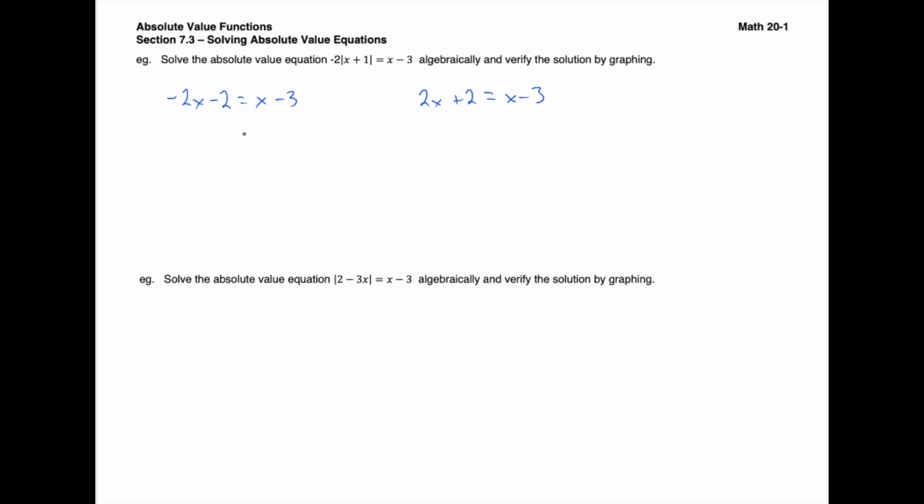So if I move this 2x over here, that'll give me x plus 2x, so that'll give me 3x. And when I move the 1 over here, I get positive 3 minus 2, and so I get a 1 here. And so this one here, when I divide that out, I get x equals 1/3, and that's a potential solution.